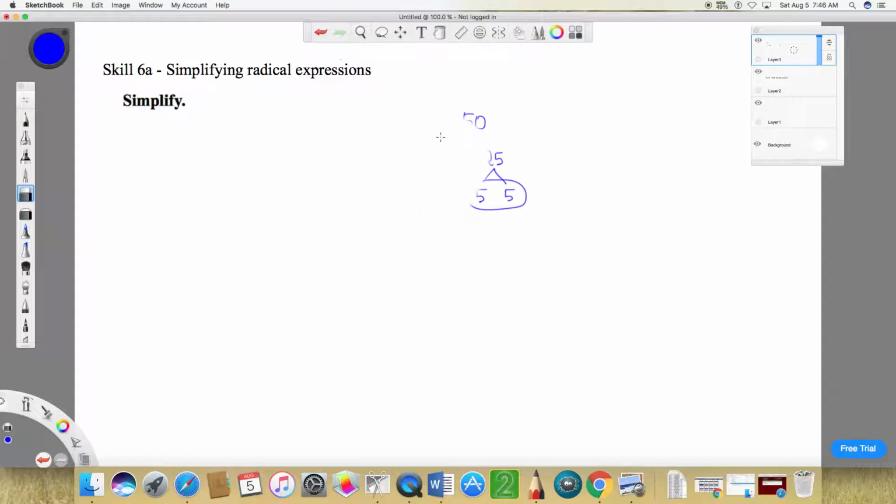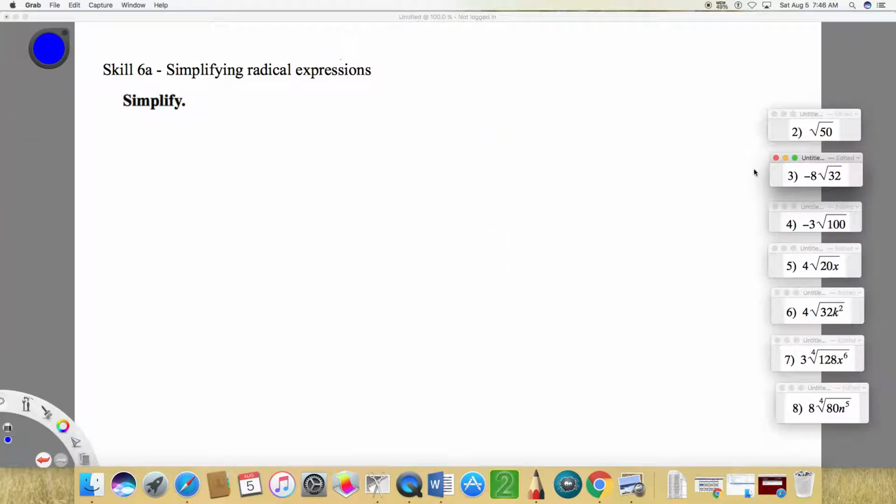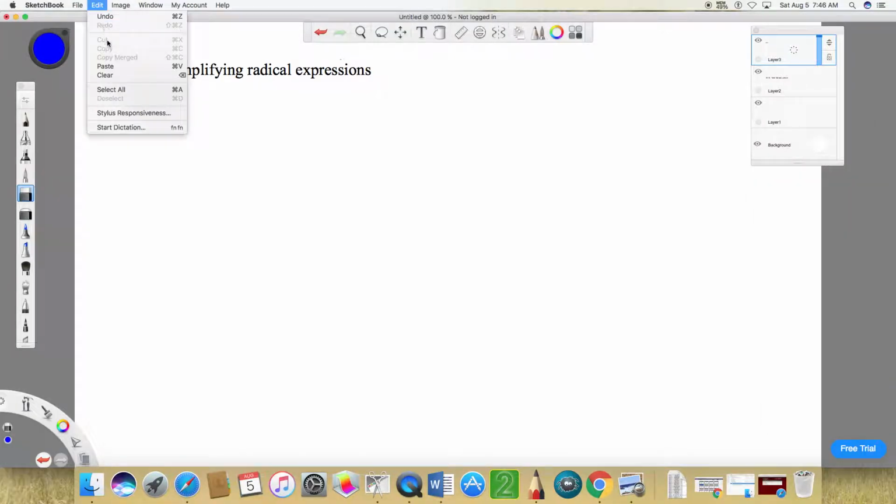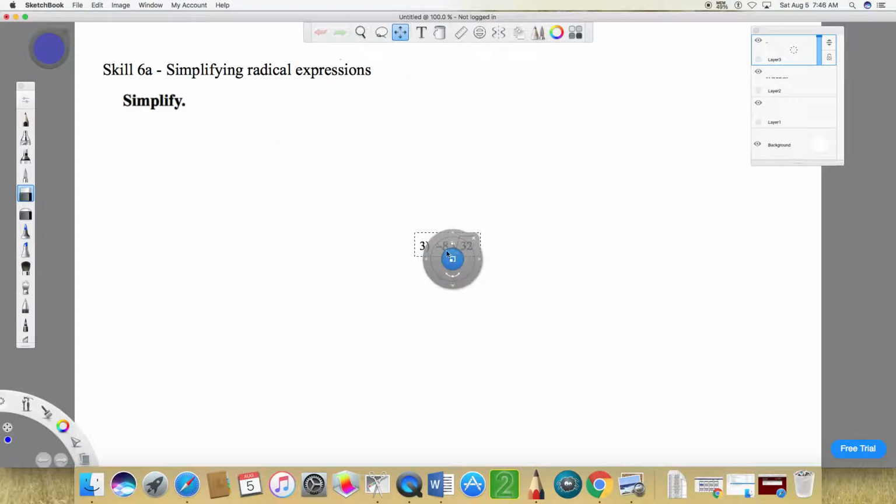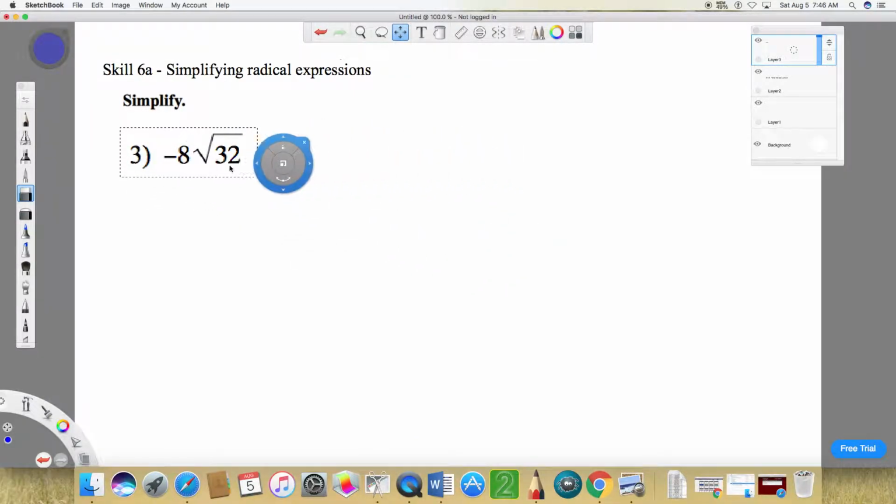Let's take a look at number 3. So be careful with number 3. You have this negative 8, and that negative 8 is really just going to come along for the ride for just a moment. Now, we want to look and see if we can simplify this square root of 32.